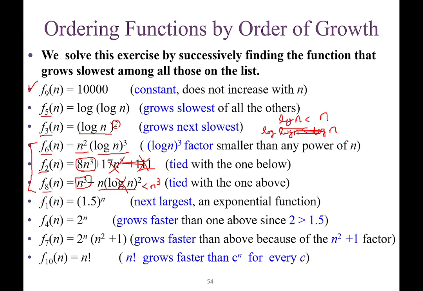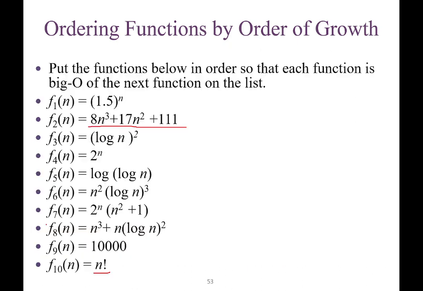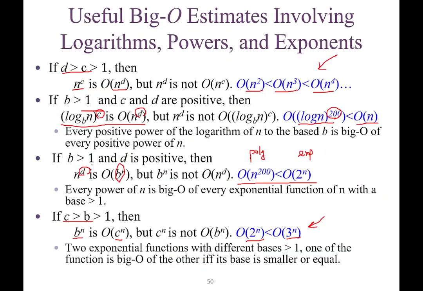Next, we jump to another category. The polynomial function is slower than the exponential function. Here we have the exponential function 1.5 to the power of n, and the other is 2 to the power of n. You can see f1 is slower than f4, by this, if you remember. Once we have different b and c in the exponential function, if c is larger than b, then the exponential function grows faster.